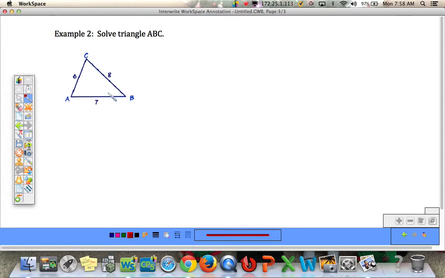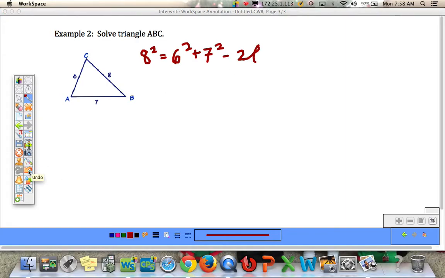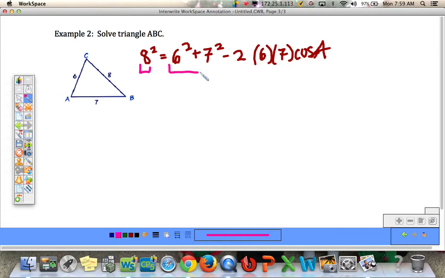So I just chose angle A. If I'm solving for angle A, we start with 8 squared equals 6 squared plus 7 squared minus 2 times 6 times 7 times the cosine of A. Okay, now this is the one where we find our 3 chunks. So I have 8 squared, 6 squared plus 7 squared, and we'll have this chunk right here. Calculate each one of those. We'll have 64 equals 85 minus 84 cosine of A.